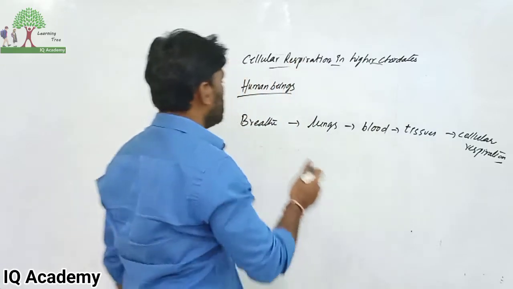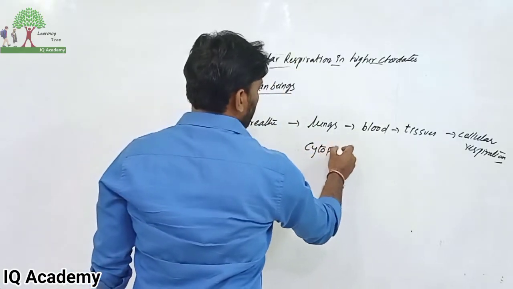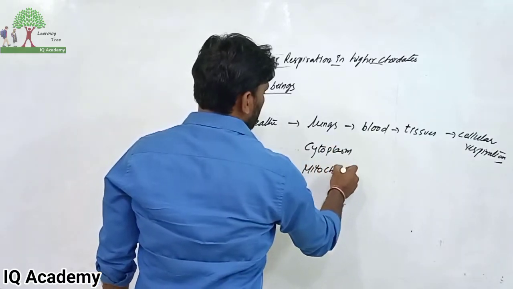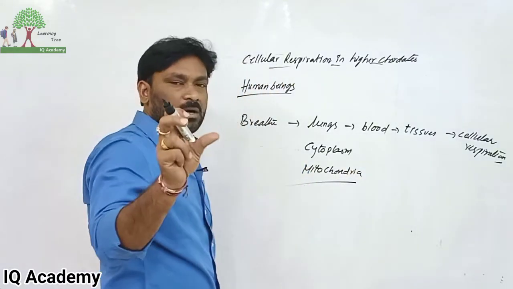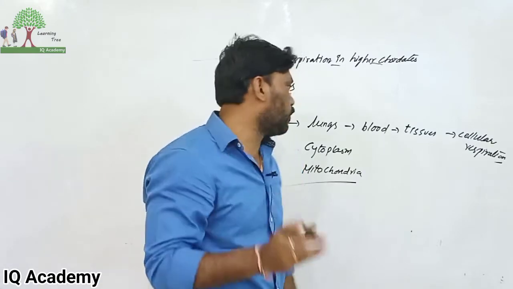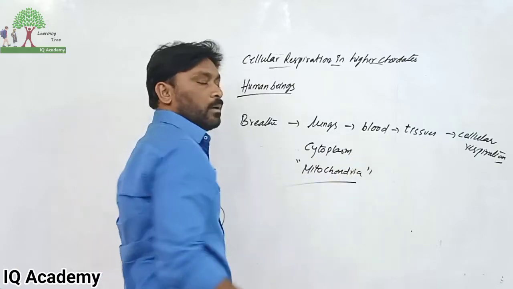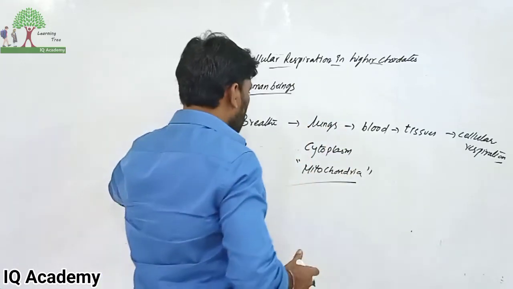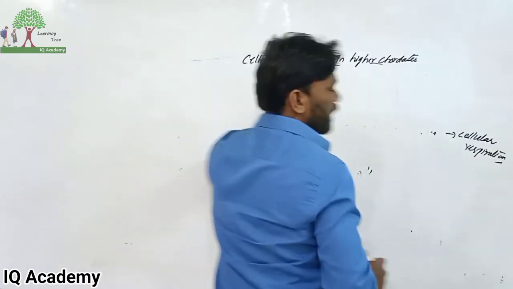In human beings, cellular respiration takes place in the cytoplasm and also in the mitochondria. Mitochondria is called the powerhouse of the cell. What is mitochondria and what is its importance? We'll discuss today the mitochondria, where cellular respiration takes place in higher chordates.